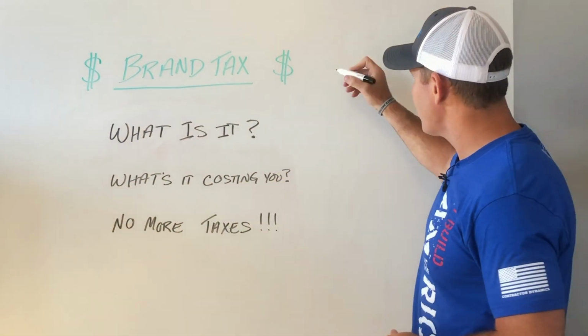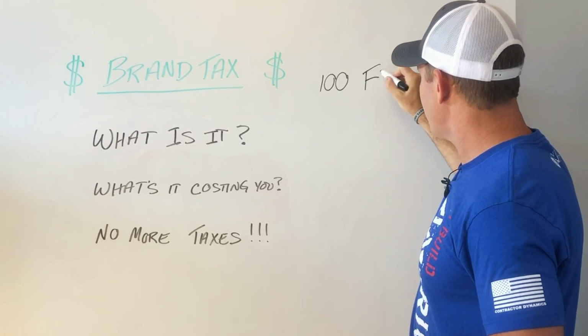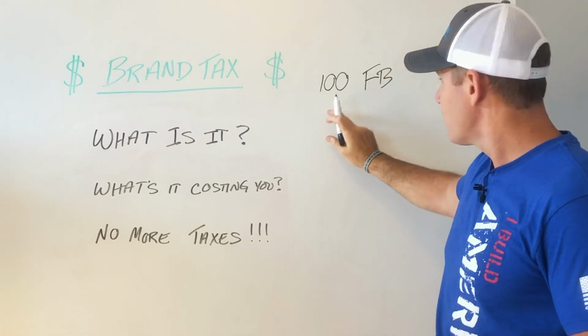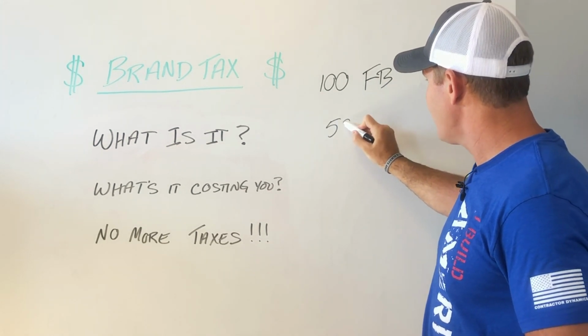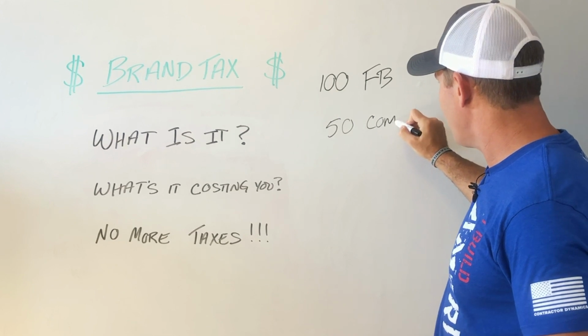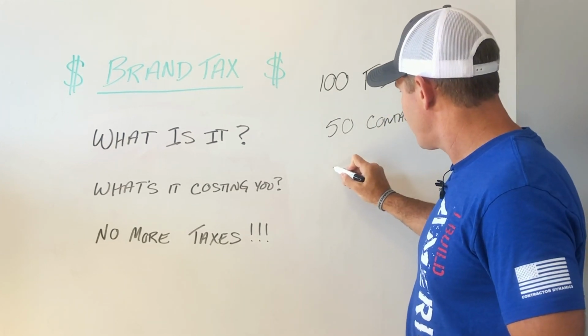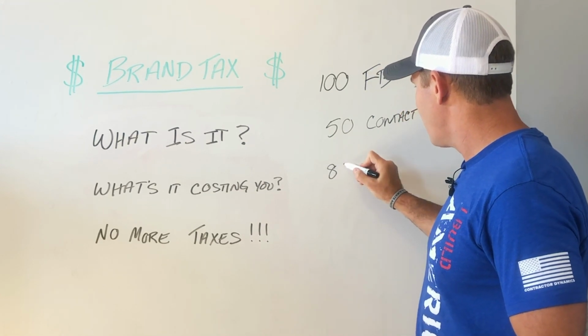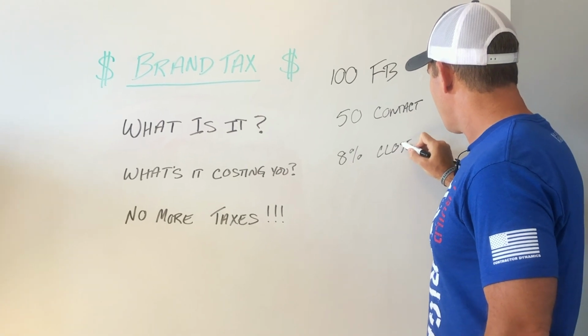So the numbers kind of break down like this from the phone call that we had. Let's just use Facebook as an example. They're getting 100 leads in. They are able to get in contact with 50 of them. And at the end of the day, they're selling 8 of them. So they have an 8% close rate.